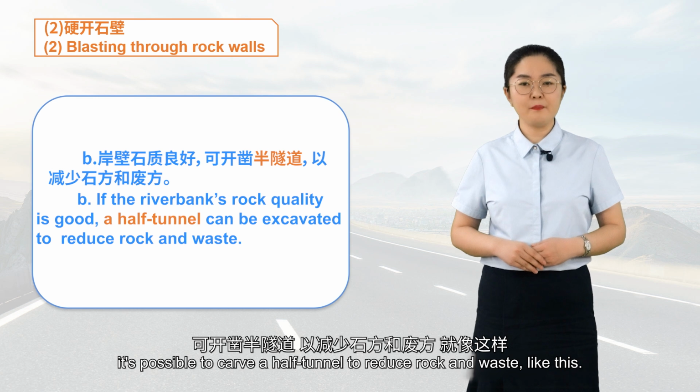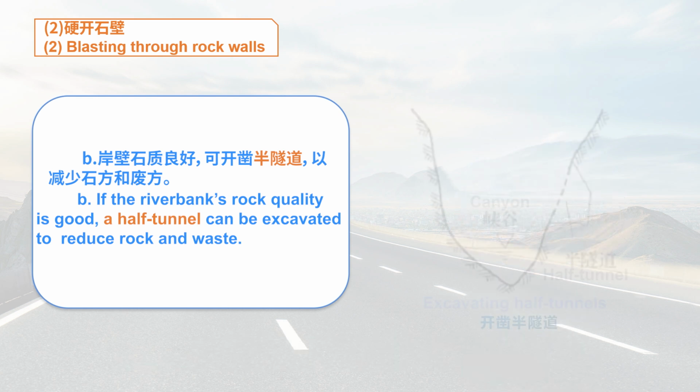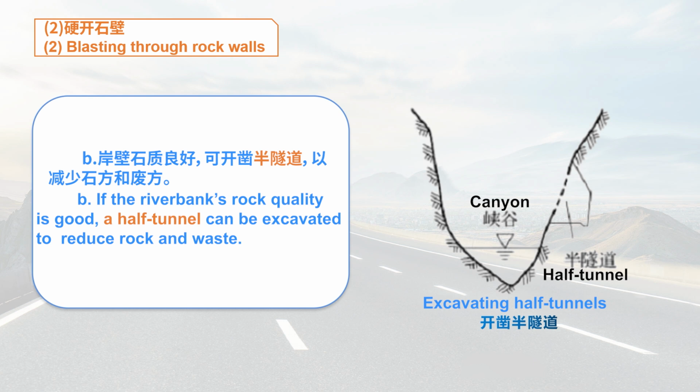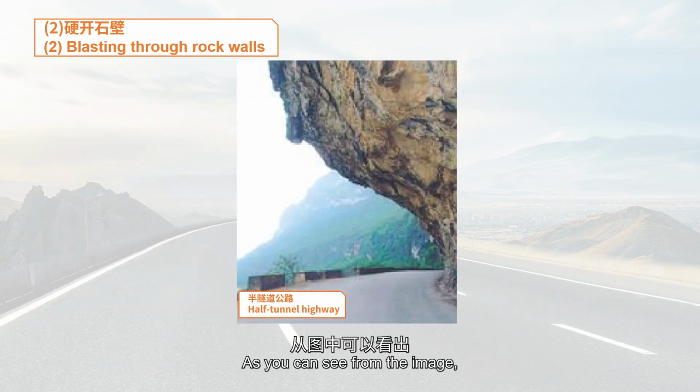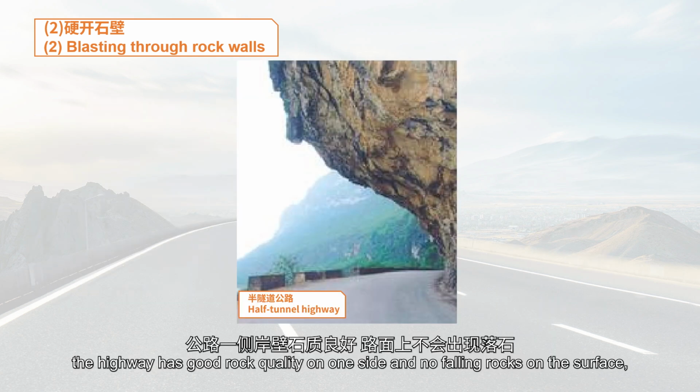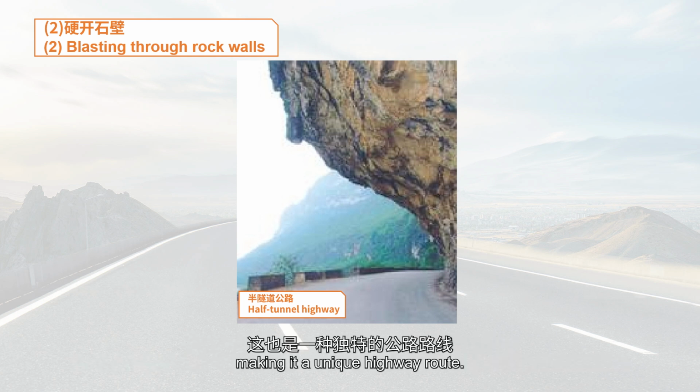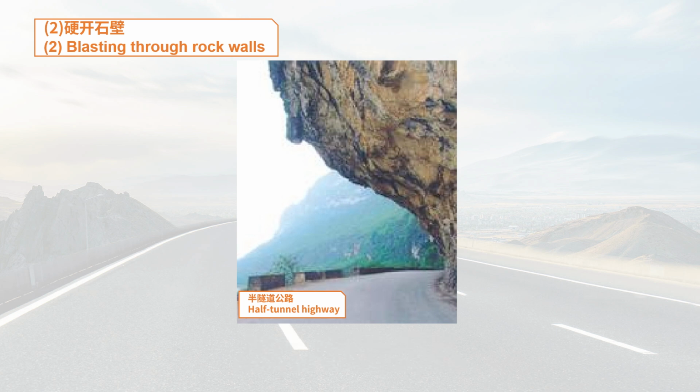The second situation is when the rock quality on the riverbank is good. It's possible to carve a half tunnel to reduce rock and waste like this. Below is an example of an actual project with a half-tunnel highway like this. As you can see from the image, the highway has good rock quality on one side and no falling rocks on the surface, making it a unique highway route.